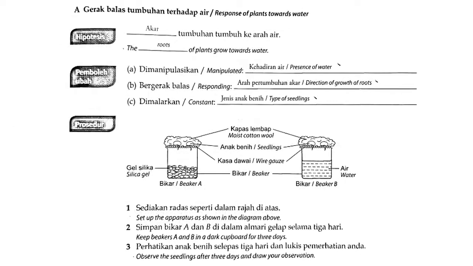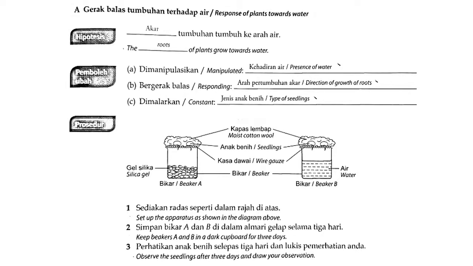A. Response of plants towards water. Hypothesis: the roots of plants grow towards water. Variables: A. Manipulated, presence of water. B. Responding, direction of growth of roots. C. Constant, type of seedlings.